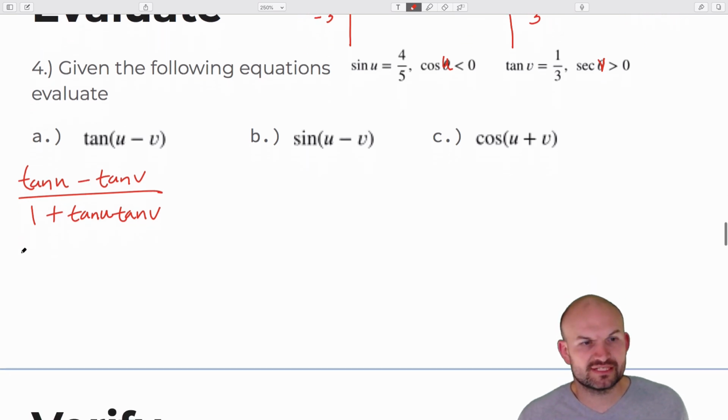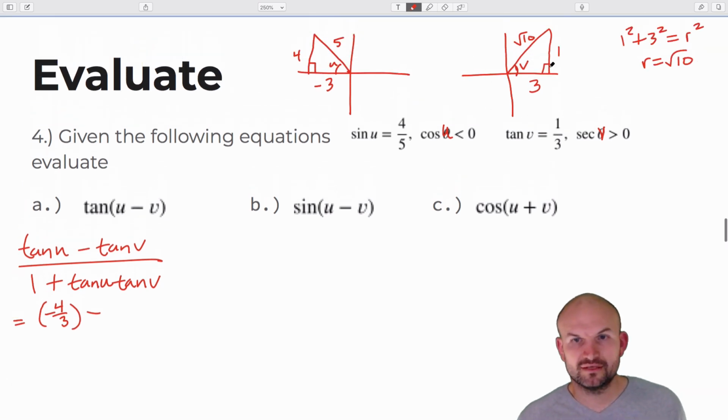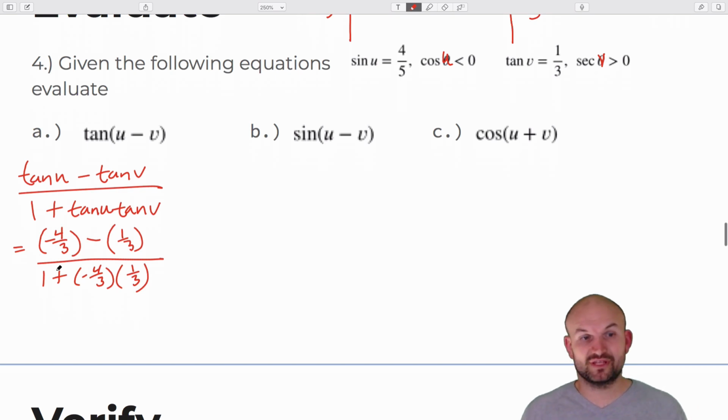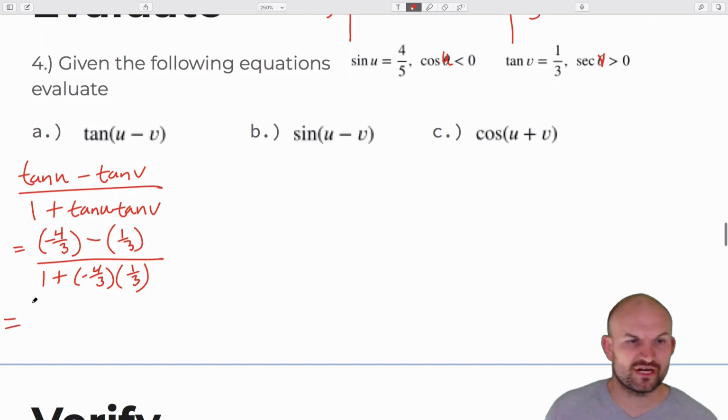So I'm going to just take my negative 4/3 minus the tangent of v, which is 1/3. All divided by 1 plus my tangent of u, which is a negative 4/3, times the tangent of v, which is a positive 1/3. Okay? And now it just really kind of comes down to simplifying everything. And you could do fraction operations, or you could get rid of the common denominator. In this case, let's just go and do our fraction operations.